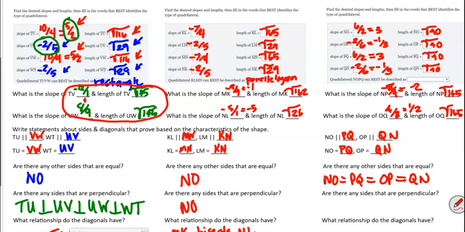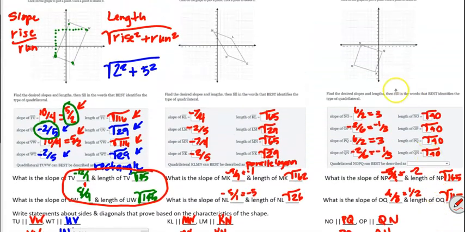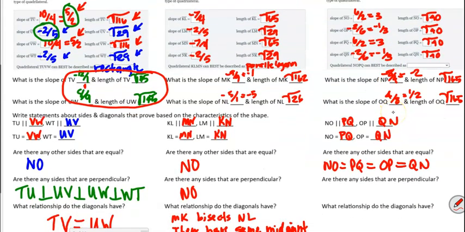And then it says, are there any sides that are perpendicular? So the answer to that again is yes, right? Okay, so we're going to go around the shape like we did before, NO, OP, PQ, QN, because look at these slopes. They are reciprocals of each other. Y'all see that? And negative reciprocals.